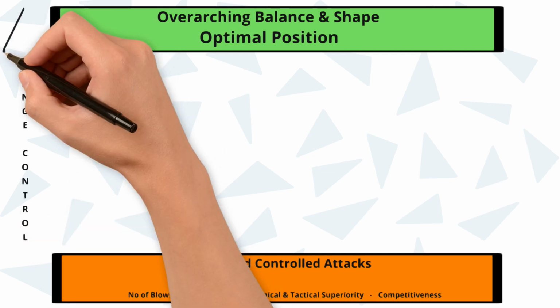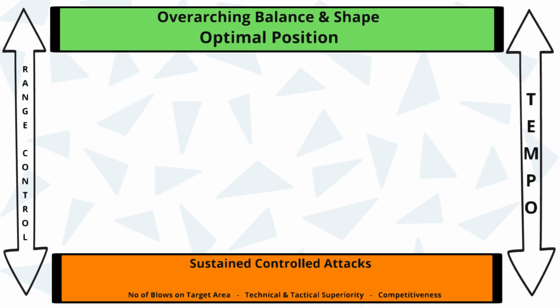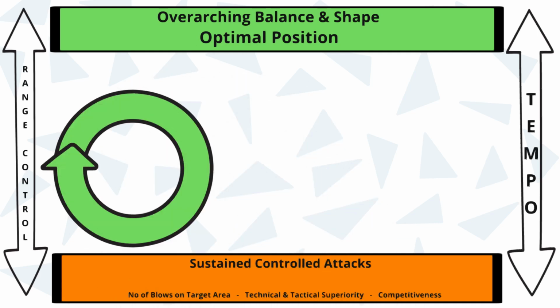The best boxers have great range control. From short, medium or long range, they can dictate where they're going and also can control the range of their opponent. Now tempo, we have to control the tempo. If we can control the tempo, then ultimately we control the bout as well.